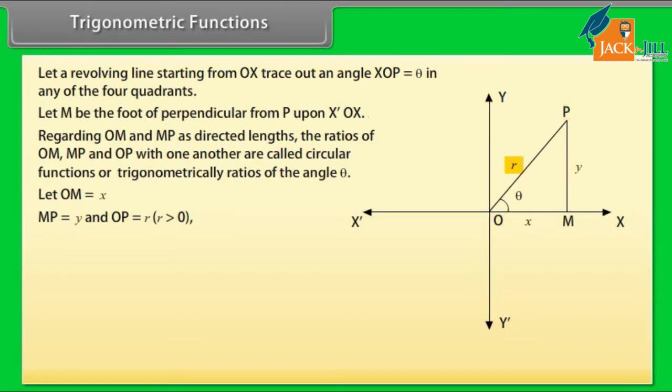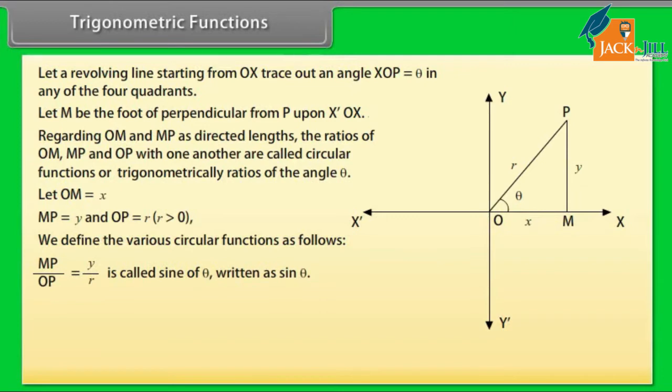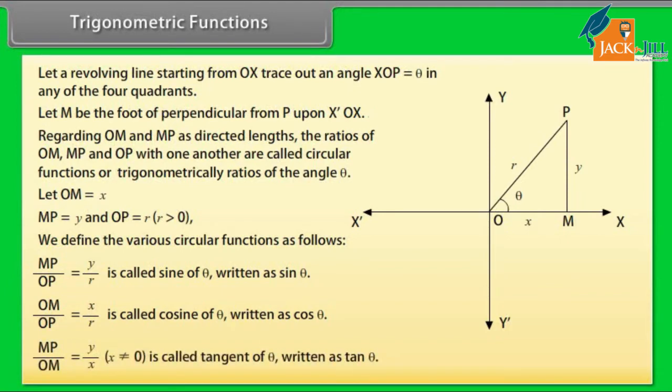R is greater than 0. We define the various circular functions as follows. MP by OP equals y by r is called sine of theta, written as sin theta. OM by OP equals x by r is called cosine of theta, written as cos theta. MP by OM equals y by x, x not equal to 0, is called tangent of theta, written as tan theta.